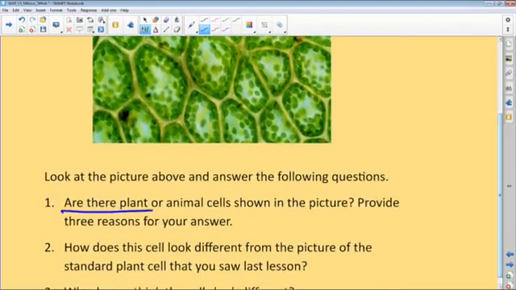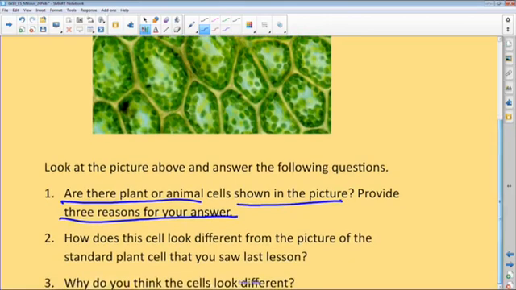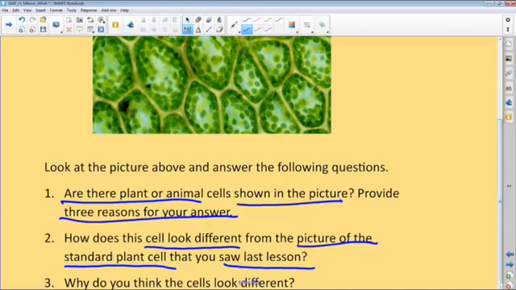Are these plants or animal cells shown in the picture? Provide 3 reasons for your answer. Okay. Next one. How does this cell look different from the picture of the standard plant cell that you saw in the last lesson? Okay. And then lastly, why do you think the cells look different?